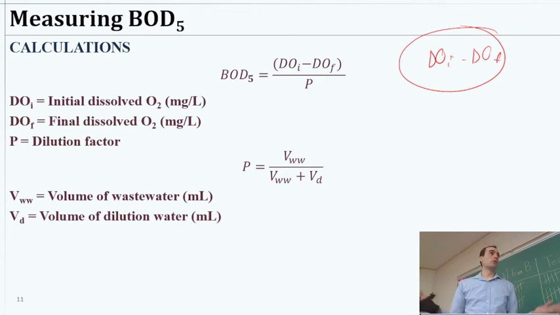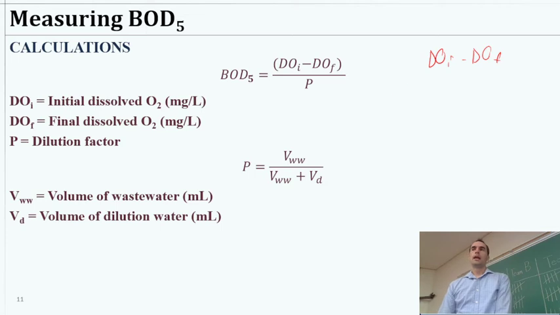But whenever we're dealing with wastewater, we're going to have to dilute. And if we're dealing with any water that's just rich with organic material, maybe you take a sample from a swamp and it's got lots of organics in it, likely you would need to dilute it. So you need this dilution factor, where P is essentially the volume of your wastewater sample divided by the total volume in the jar.